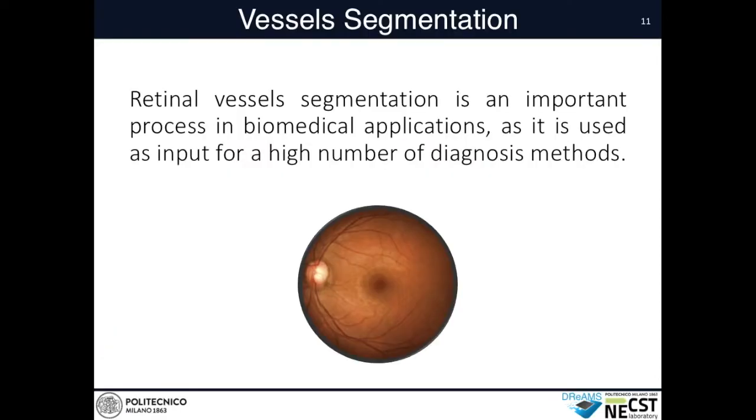Vessel segmentation is an important process in biomedical applications, as it is used as input for a high number of diagnosis methods. As an example, it is used for checking vessels in a retina in order to diagnose illness such as diabetic retinopathy.